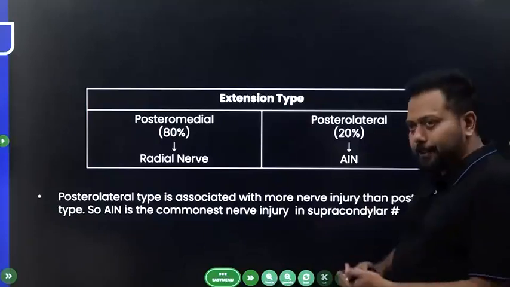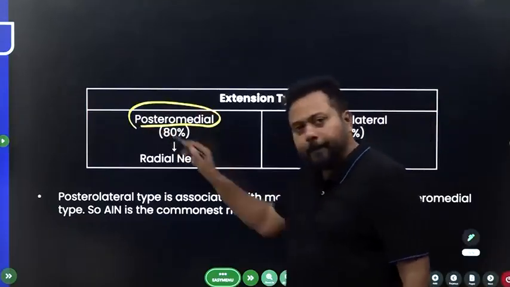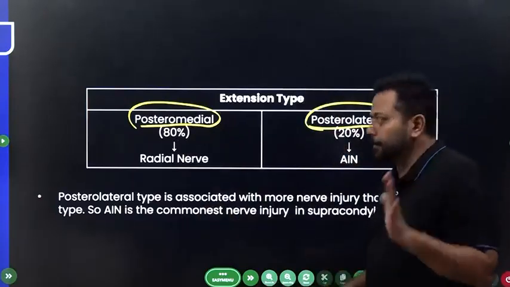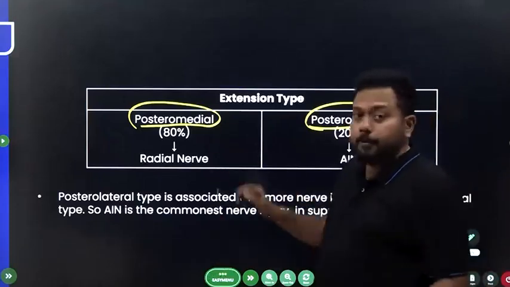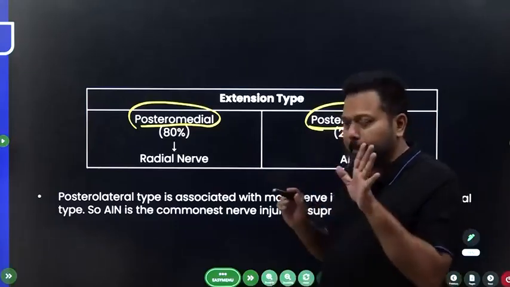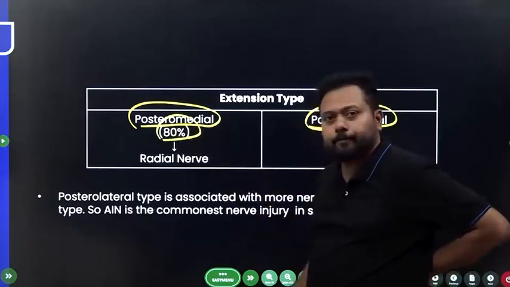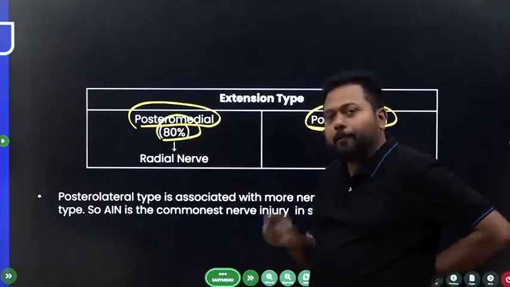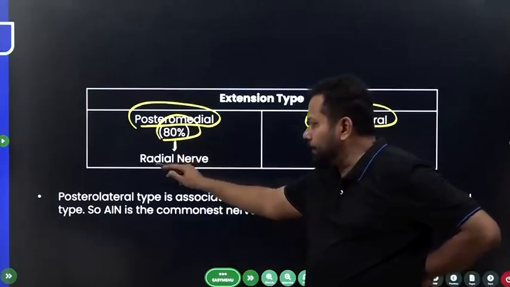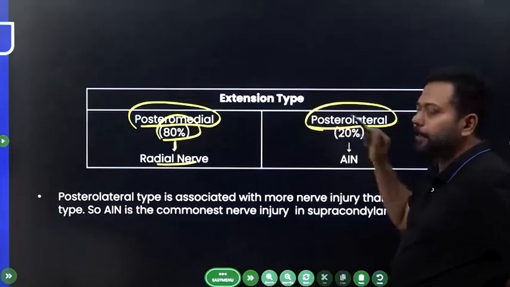This extension type is further divided into posteromedial displacement of the distal fragment and posterolateral displacement of the distal fragment. See dear friends, there is a catch point here. That's why I am explaining. Posteromedial type is the most common type, 80%. When posteromedial type happens, the nerve that is damaged is radial. Posterolateral type is only 20% of the extension type.